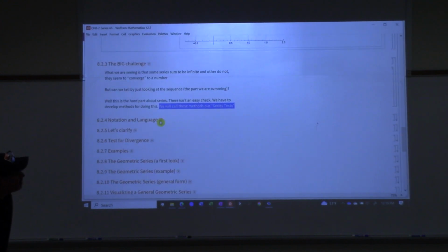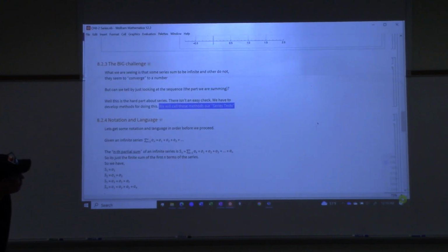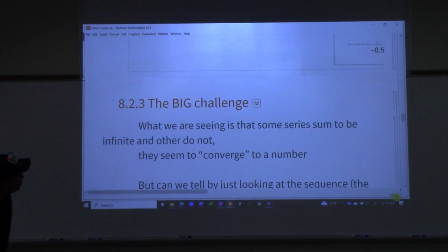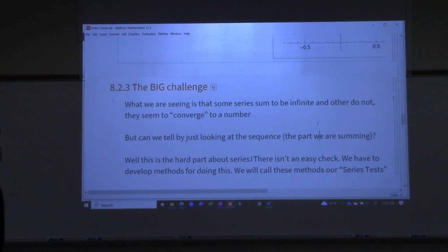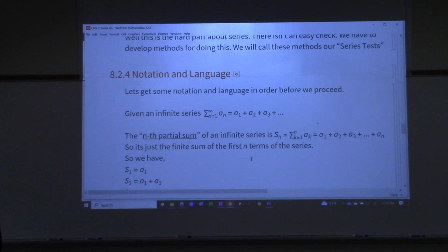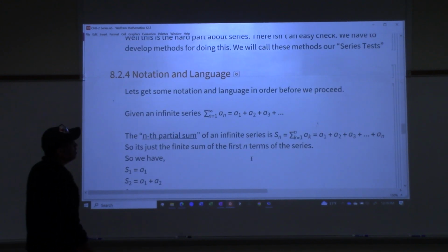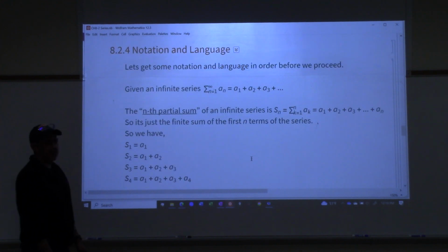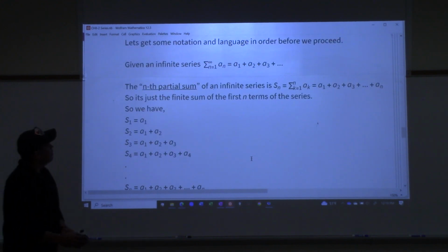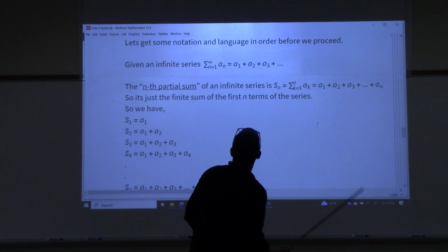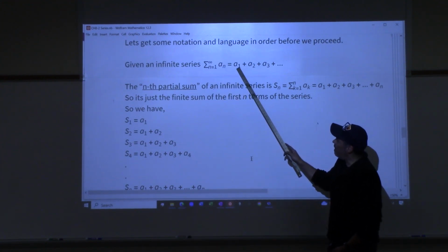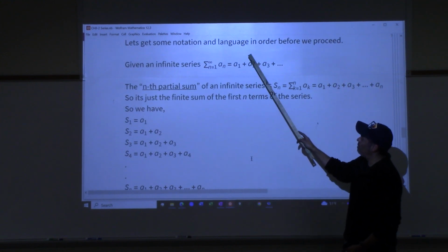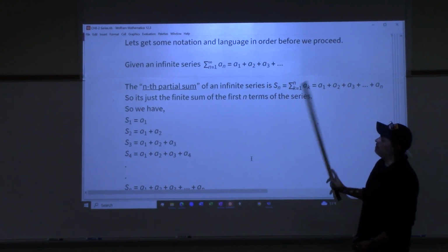All right, some notation and language. Let's get some notation out of the way, right? We need to get some language in order here. So if you look at this, this is the infinite series. n equals 1 to infinity means you start adding up the terms of the sequence, the first one, second one, third one, you go forever, right?